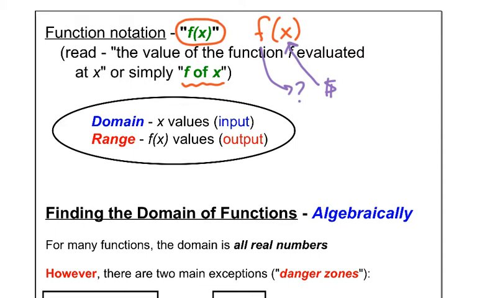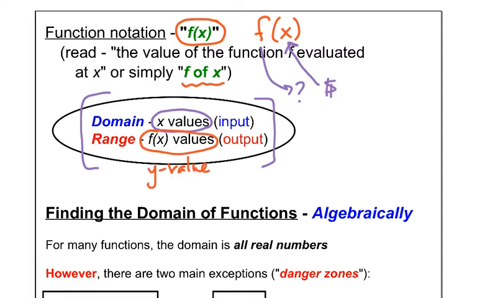Which means now I can go back to my opening diagram and say now domain, which is the inputs, are like the x values. X is what you're plugging into the function. And what you get out are the f of x values, or also called the y values. These are the same thing basically. So f is pretty much like y.